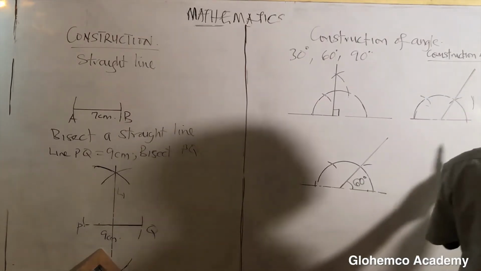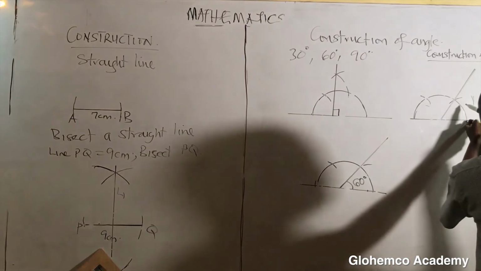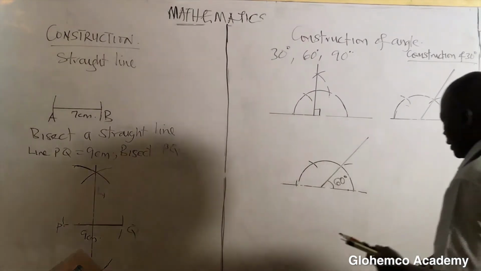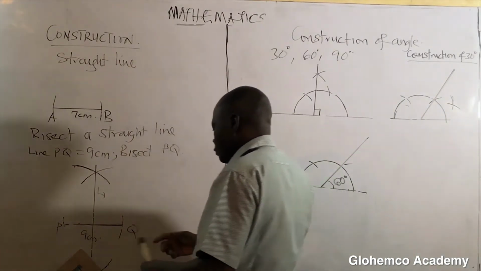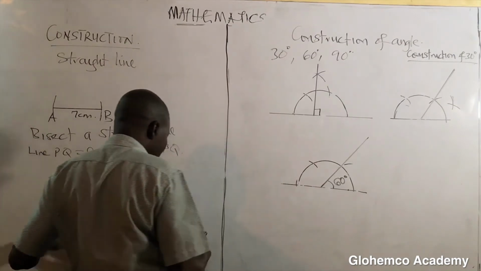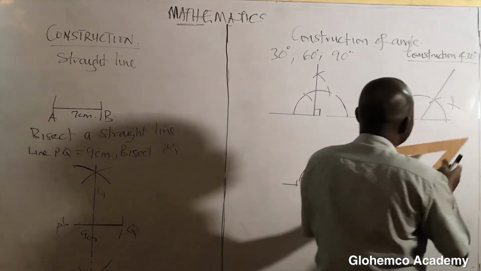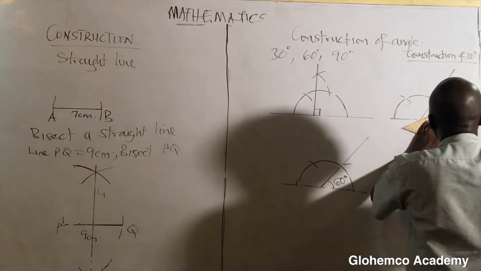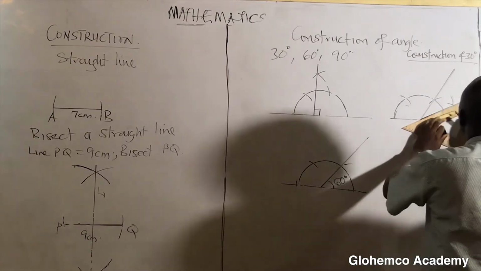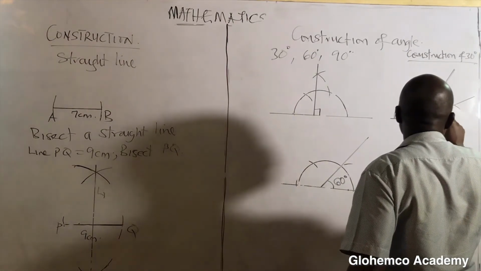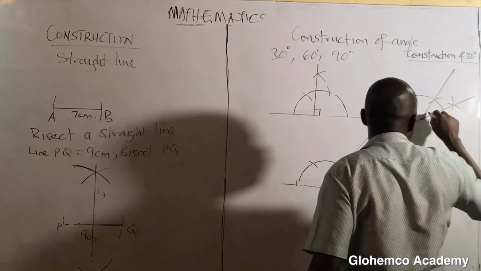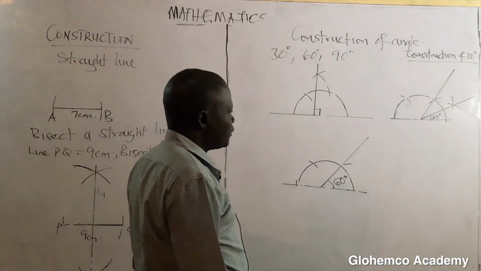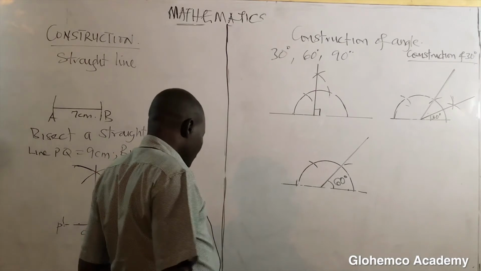Mark an arc, then come to the line where you started from here. With the same length of the compass, mark another one. The two of them meet at a particular point. Where they met, you take your ruler and place it on this end. You have something like this. So this angle is 30 degrees and this one is also 30 degrees. We have divided 60 into two equal parts, and that's how to construct angle 30 degrees.